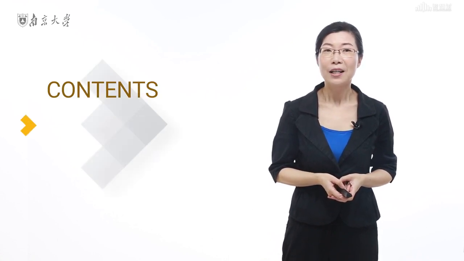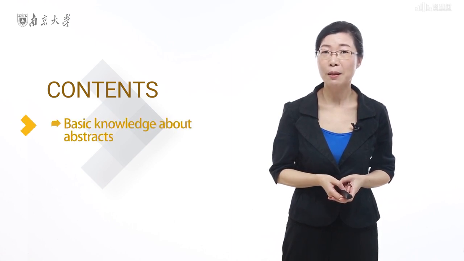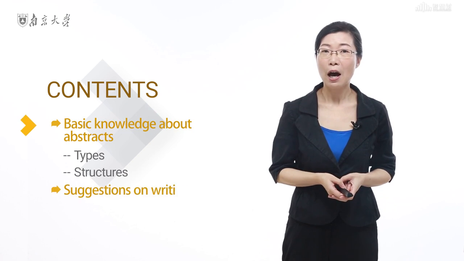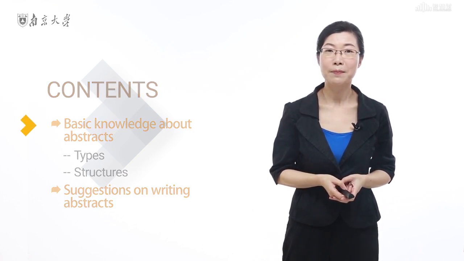So how to write a good abstract? Well, in order to help you write a good abstract, I will first introduce some basic knowledge about it, that is, its common types and common structures. Then I will give you specific suggestions on writing abstracts.